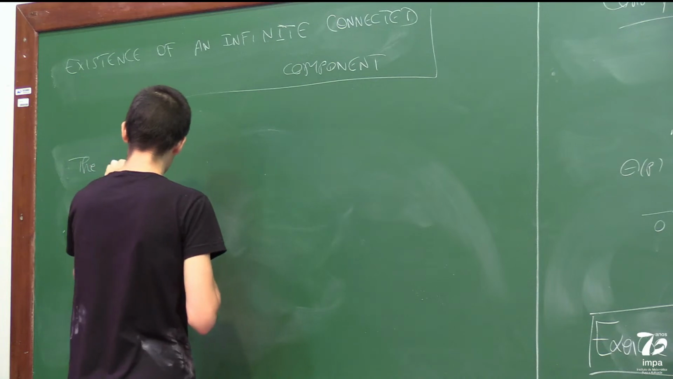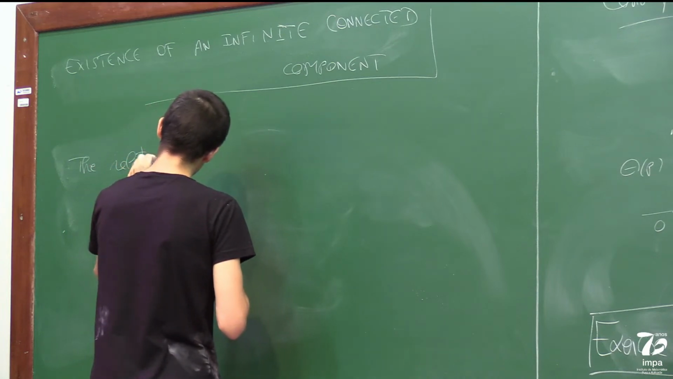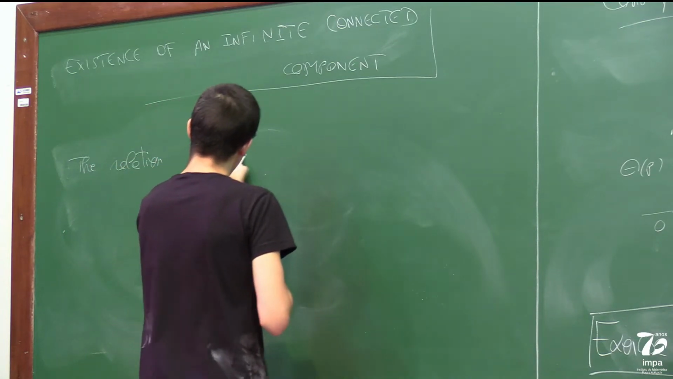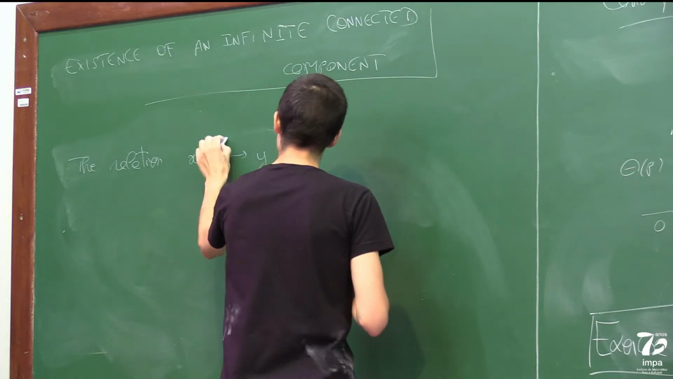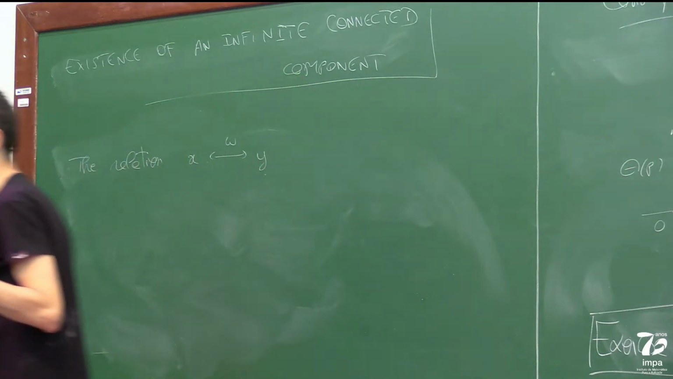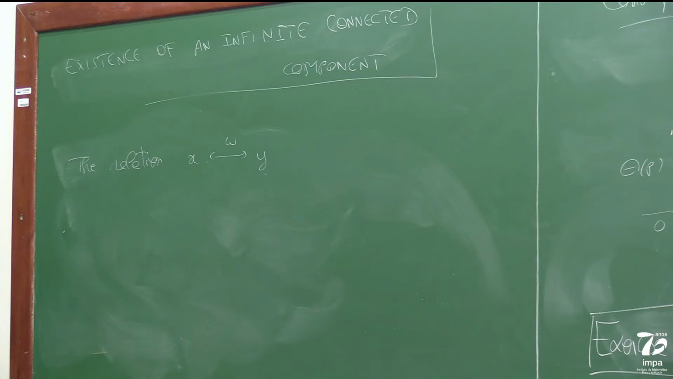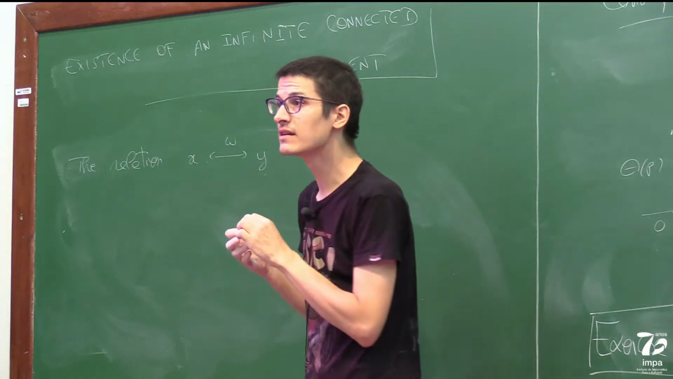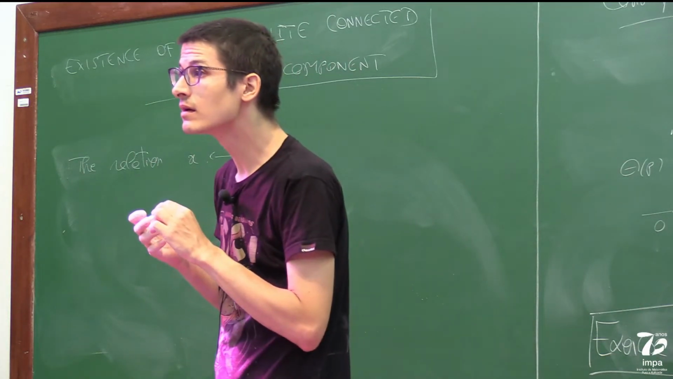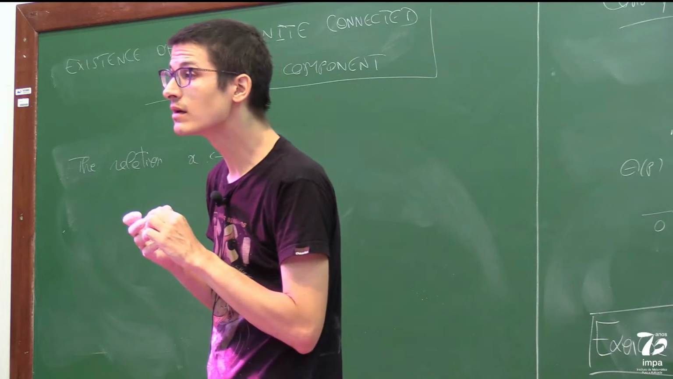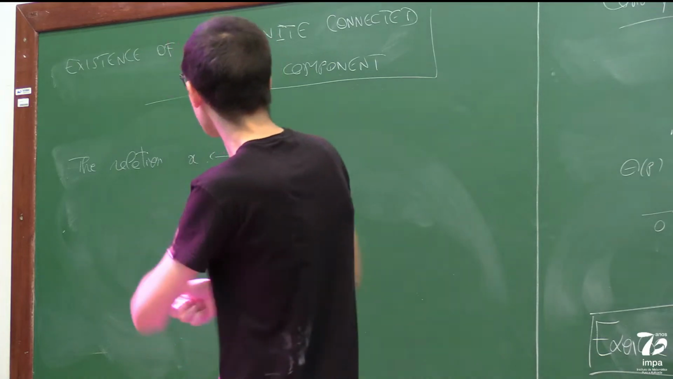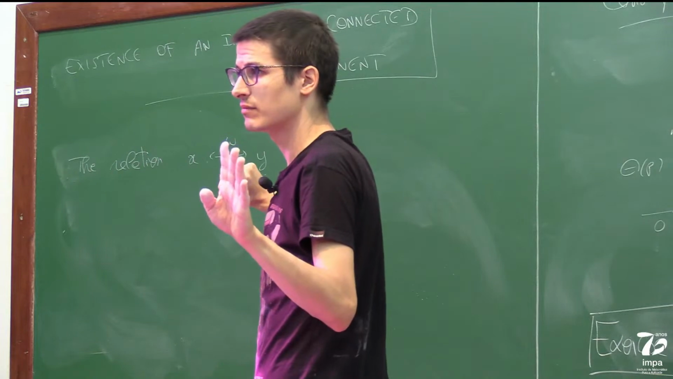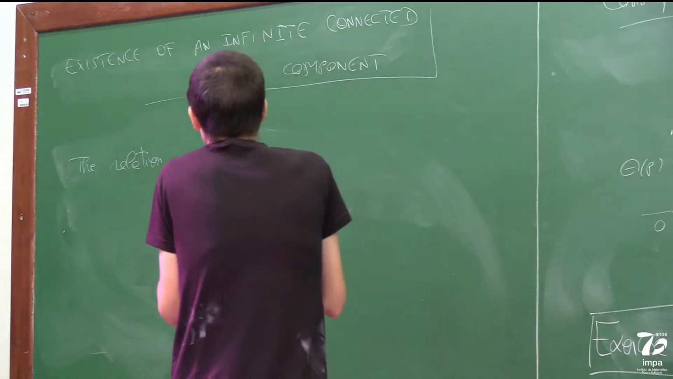Let me start with an observation. If I look at the relation x is connected to y, for a fixed realization of omega, this is an equivalence relation. Now we are on a general periodic graph, but here it's even more general.